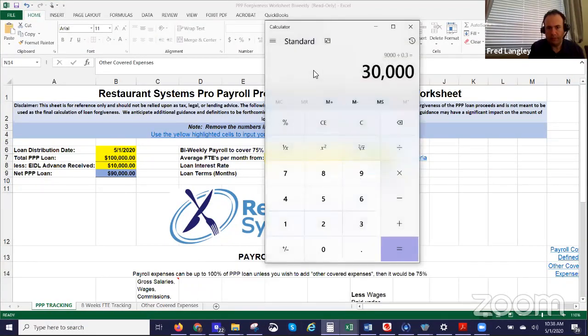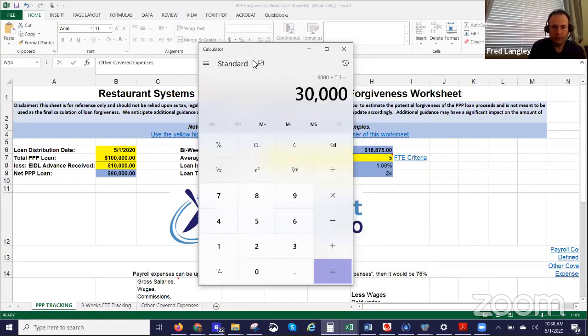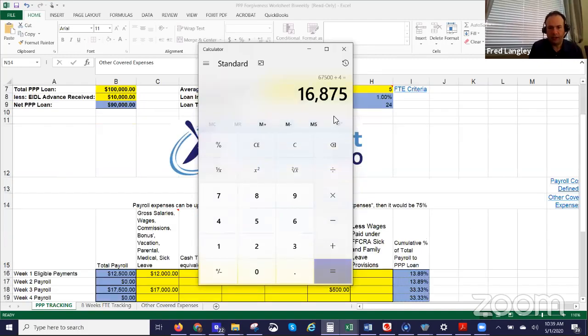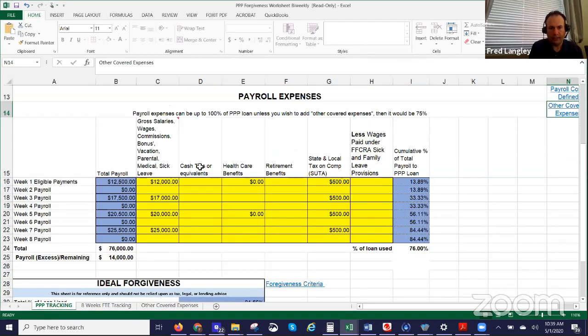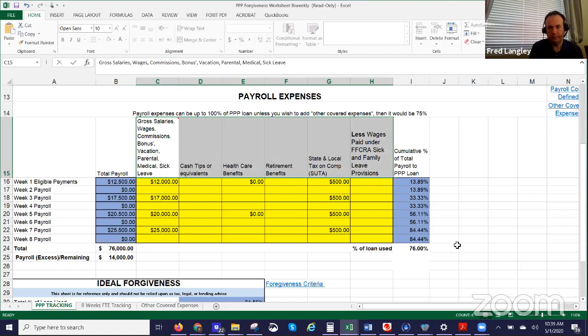We're just getting into the formulas of the spreadsheet. So here we have 90,000 times 75% divided by 4, because if you're biweekly, you're going to have 4 payrolls in that time frame. So you'll see that's where that number is coming from. You have to use 75% of that money on payroll. And these are the things that are considered payroll. All of these things are considered payroll. Okay.